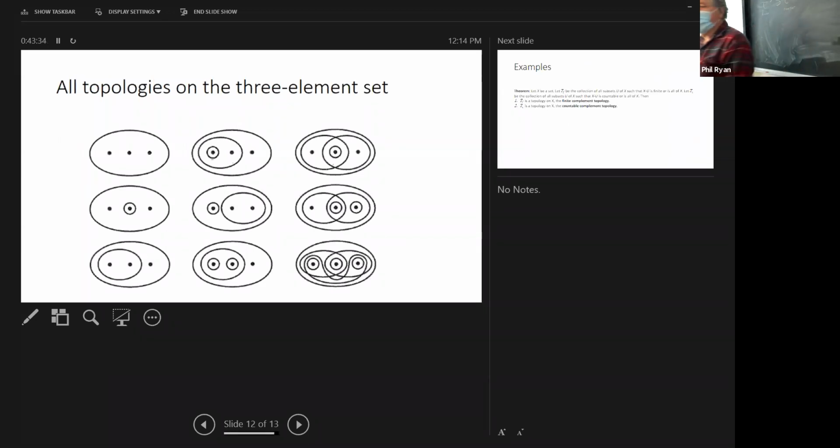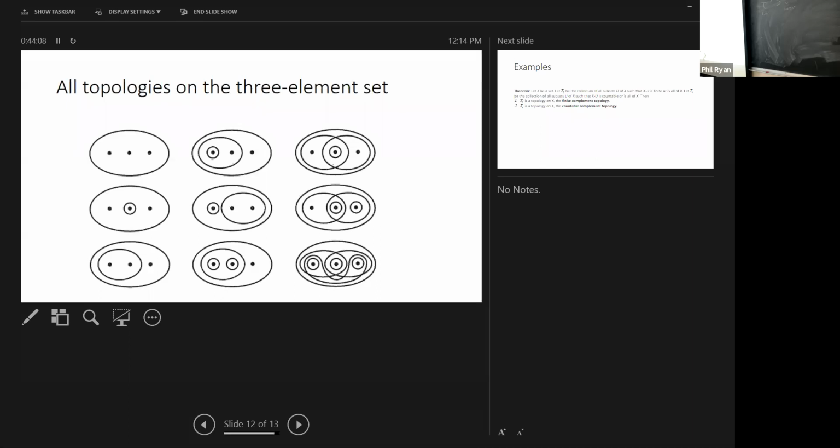So here is a collection of all the topologies on a three-element set. Okay. So here we start at the trivial. And here are all the ones where we've just got one proper non-empty subset. Then we can go to the ones with two. Then here's with three, this one and this one, I guess. Then four, and then here with six.